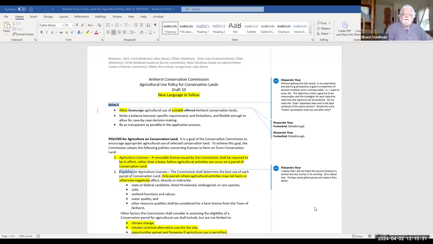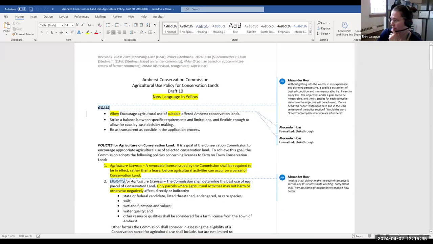Aaron, can you make it slightly larger? Yes. There we go.